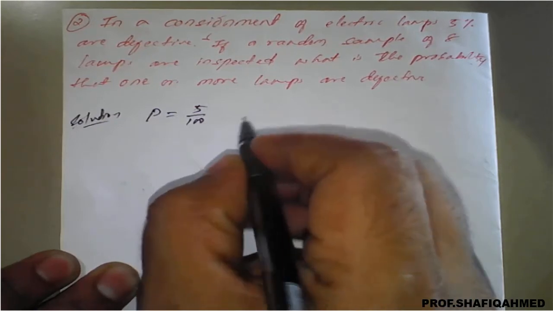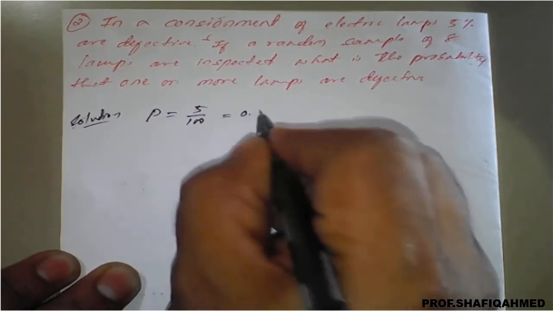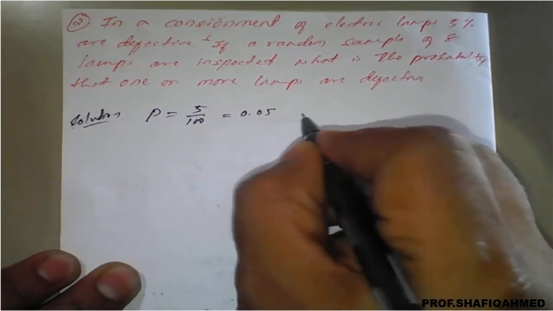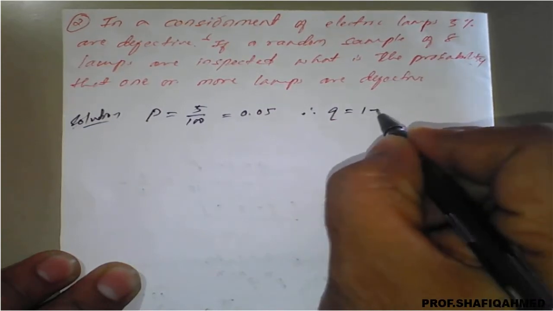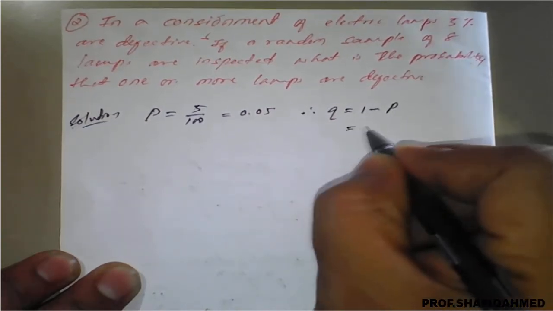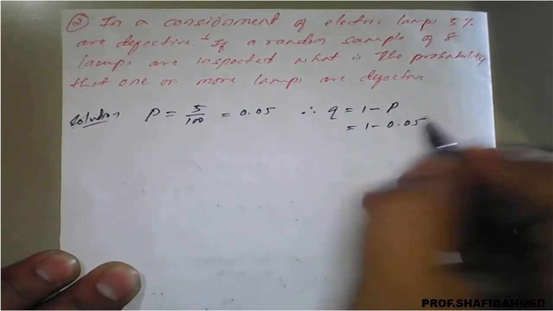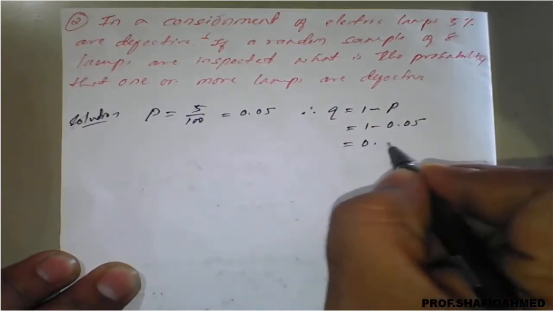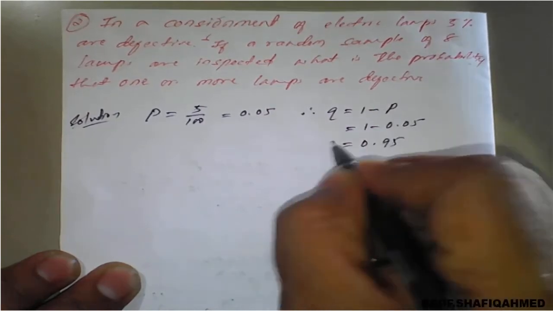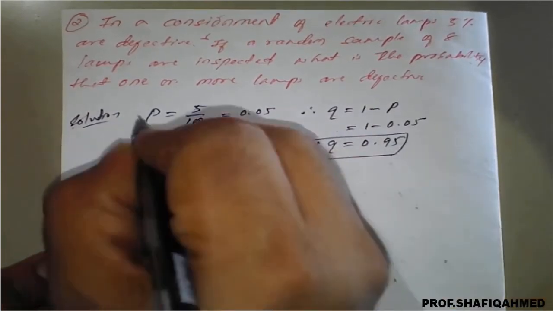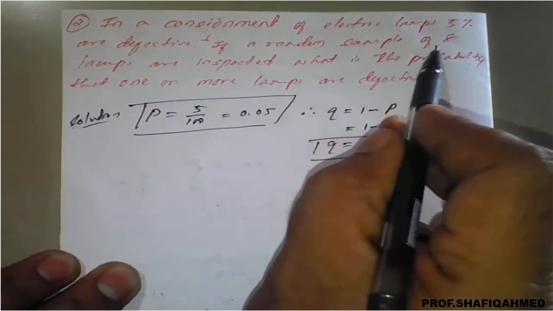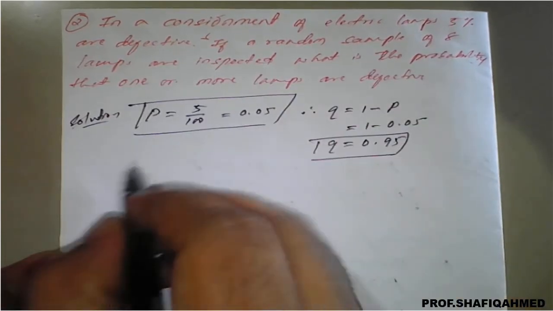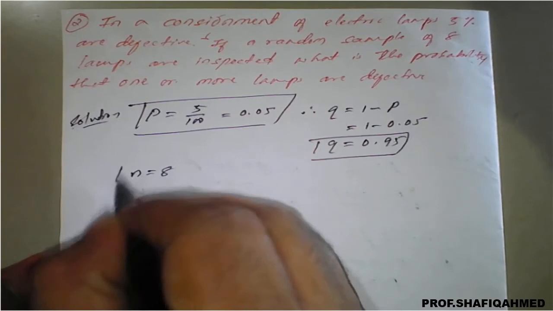which is nothing but 0.05. So once you get p, we can find the value of q as q is nothing but 1 minus p, which is nothing but 1 minus 0.05, which is nothing but 0.95, value of q. So we got p value, we got q value. Next, if a random sample of 8 lamps is inspected, means the value of n is 8.